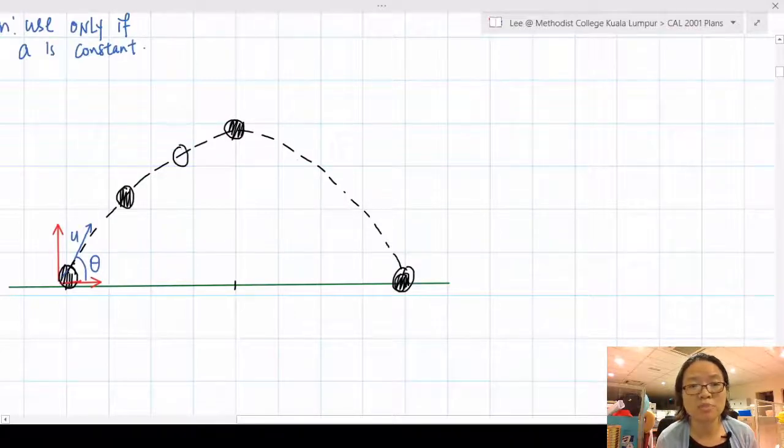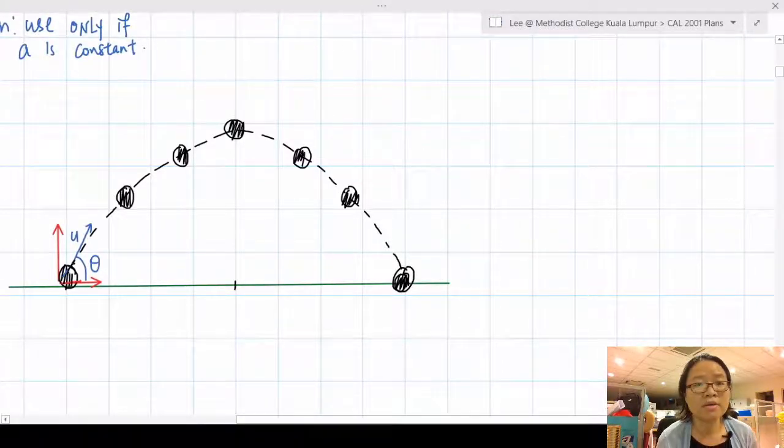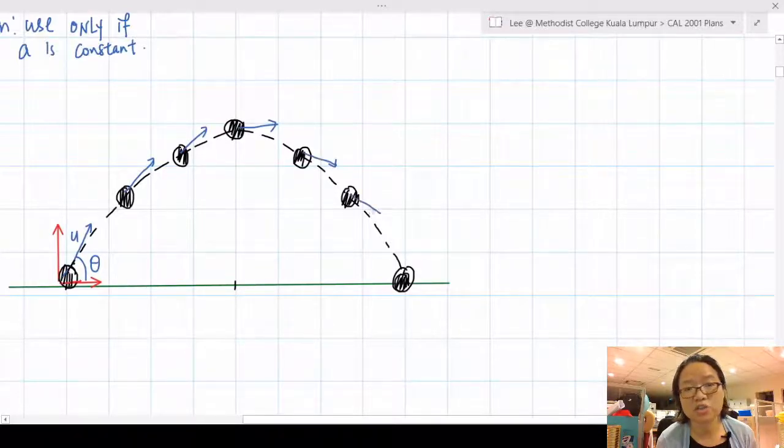I'm just going to put the ball at several positions like this so that we can label the vectors and have a better understanding. I am going to draw, and you can see that the speed is a tangent to the curve, and the angle keeps changing. It's just that by the time it hits the ground, it should have the same angle theta.